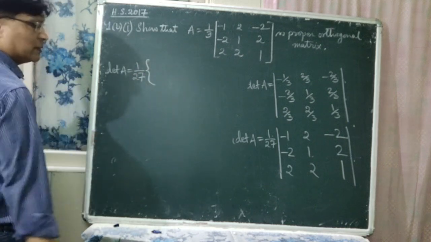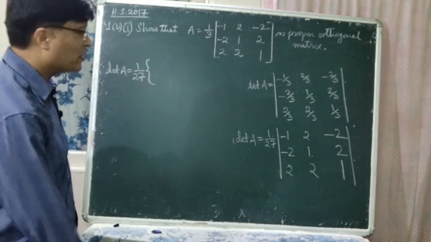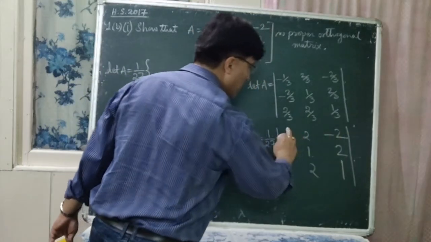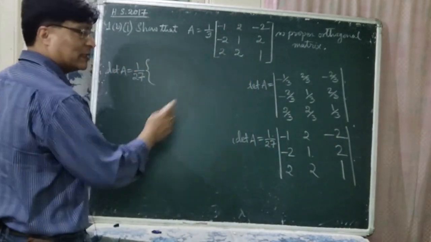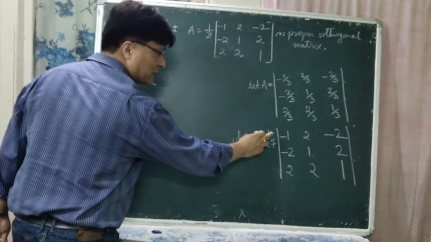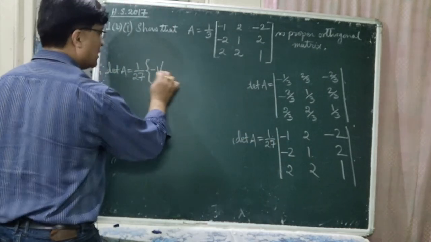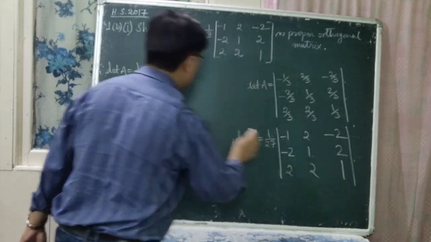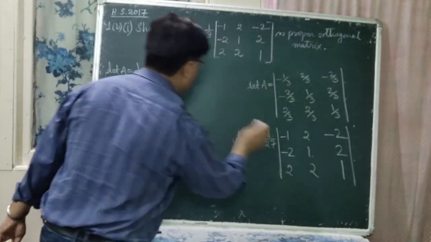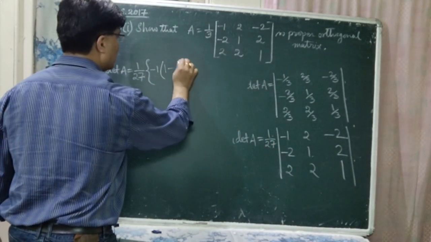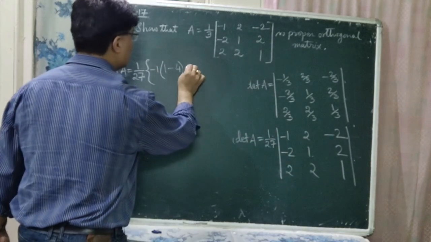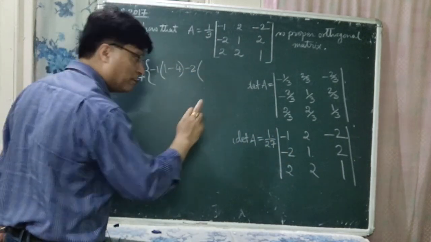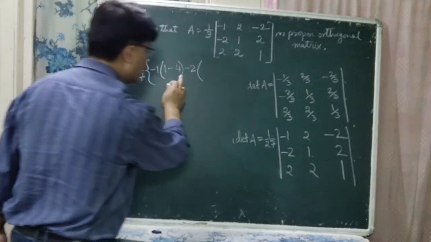Now expand it with respect to the first row. Plus minus plus, right? So plus into minus 1, that is minus 1. Now delete the row and the column through the element minus 1. What remains? 1 2 2 1, right? So 1 1s are 1, minus 4, then minus 2, minus 2. Okay, plus minus plus, so you should write minus 2 here.